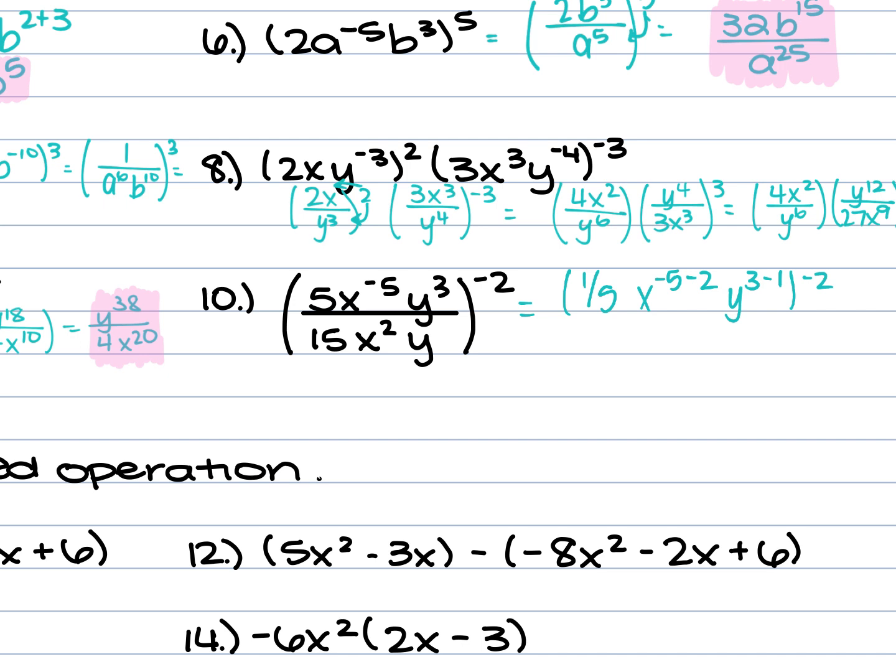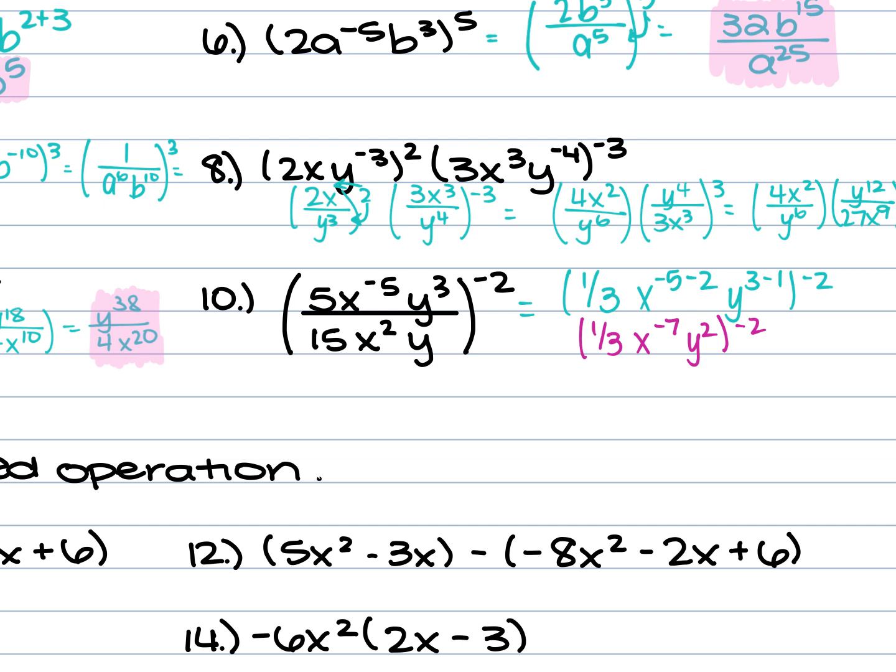So let's change this to be 1 over 3 instead of 1 over 5 so it's right. Okay, so 1/3 x to the negative fifth minus the second power, y to the third minus the first power, all raised to the negative second power. So this is going to become 1/3 x to the negative seventh power, y squared, all raised to the negative second power.